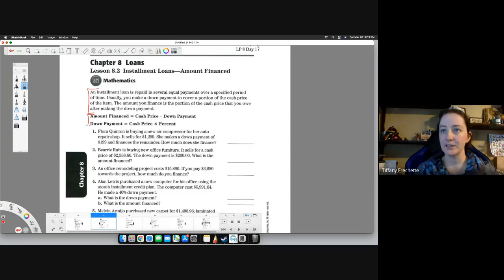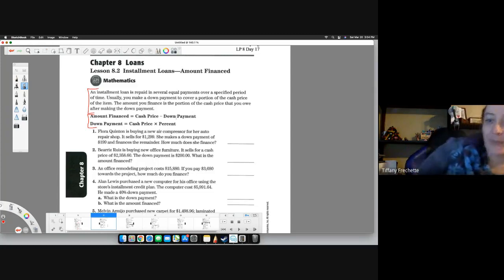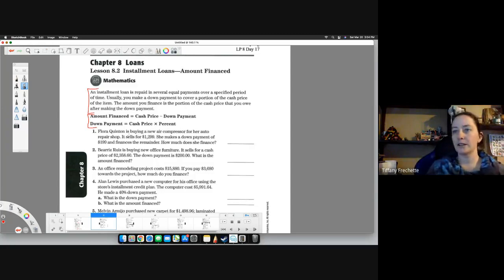And then they give us these two formulas here. So amount financed equals cash price minus down payment. Down payment equals cash price times percent. So depends on what they give us here in the equation. We might use one, we might use both. All right, so let's go ahead and look at number one here.